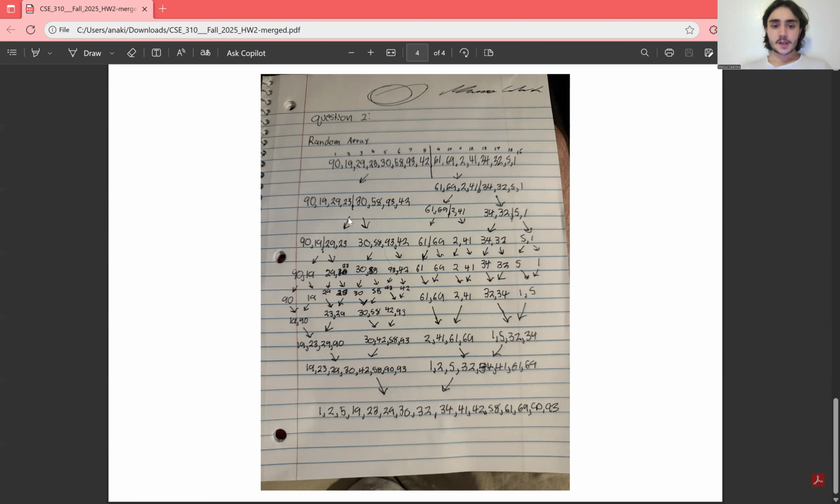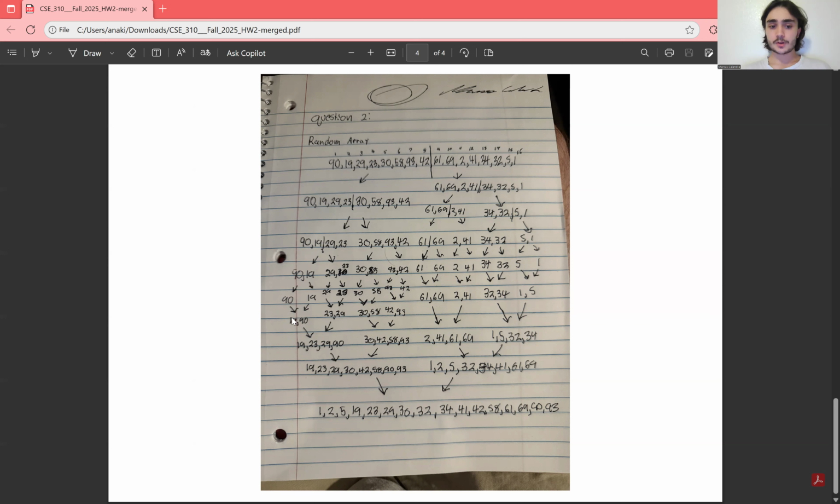So if we look to the left side, we can see we've broken it down from 90 to 42, from 0 to 7, and then we get an array of length 8. Then we break it down into two fours, then four twos, and then eight ones. And then we start to compare. For instance, we get 90 and 19 broken up, and then we put them back together.